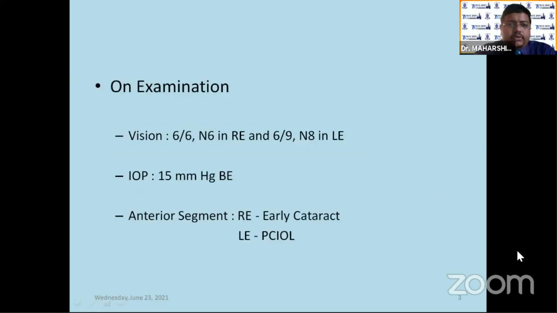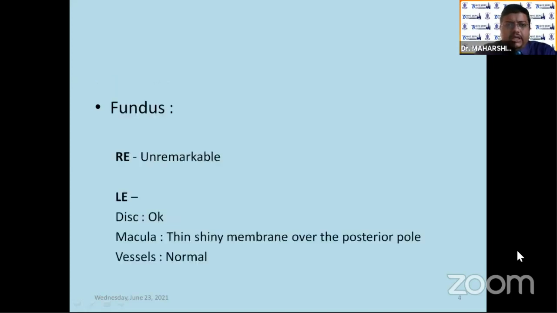On examination, we found that the vision was 6/6 and N6 in the right eye, whereas it was 6/9 and N8 in the left eye. The IOP measurements were absolutely normal, and he had some early cataract in the right eye. On the fundus examination, the right eye was unremarkable. In the left eye, the disc looked quite normal.